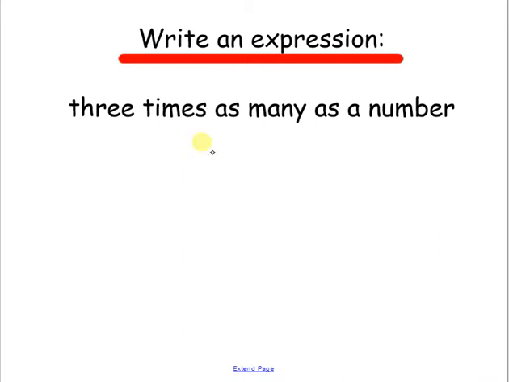Okay, so here we have 3 times, that's multiplication, as many as a number. So I'm going to use y. So I have 3 times y. But if you look at what I have in blue, that looks like 3xy. So you have 2 choices. You can write it 3 dot y, because that dot means times, or the best way to write it is 3y.